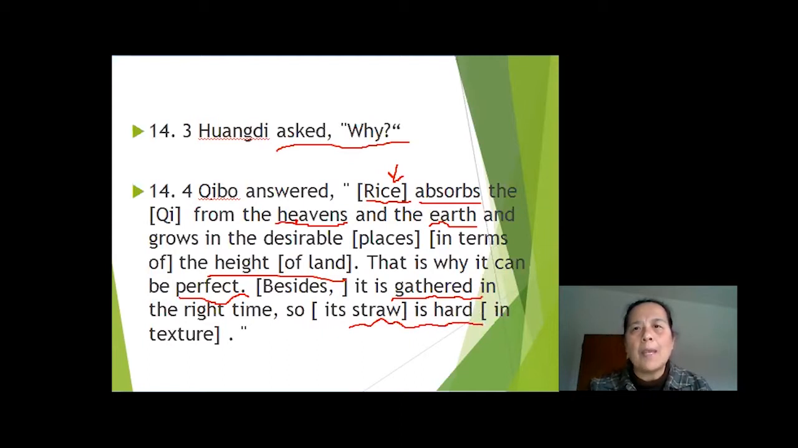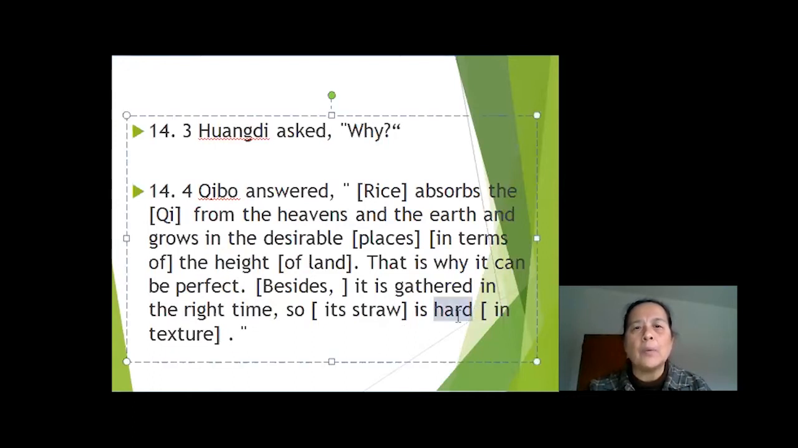So that's basically the explanation of why we cook the rice, because rice absorbs heaven qi and earth qi. Why do we use the stems to cook it? Because the stems at the same time take in heaven qi and earth qi, and getting harder means it has matured already.